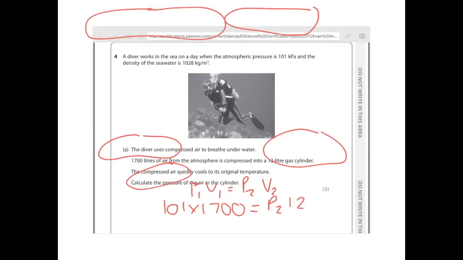And then the way to work this out is to work out the left-hand side first of all. So 101 times 1,700. And then divide both sides by 12. And then when you round that to 3 sig fig, you're going to get P2 equals 14,300. The units will be kilopascals.